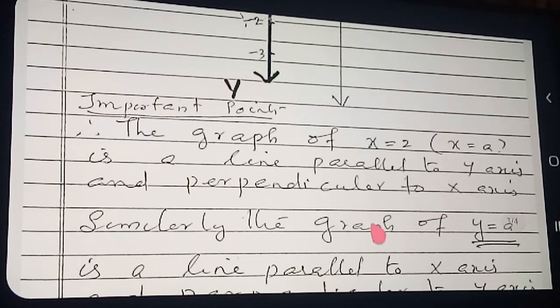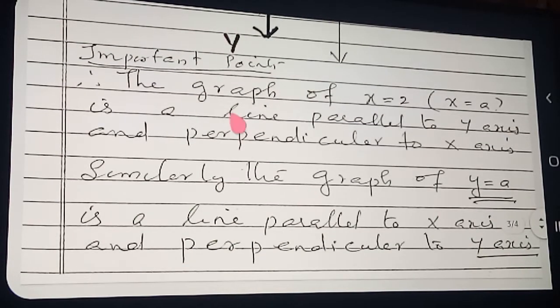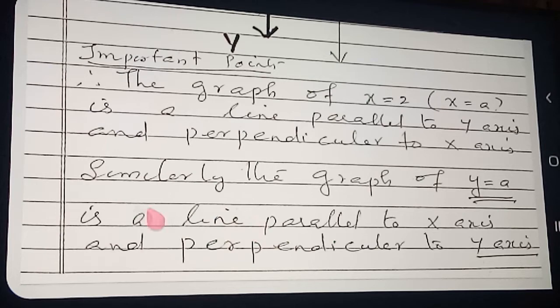So, the next graph I didn't draw. Only the general case I have written here, so that we will explain the graph paper tomorrow. I told you already. So here listen. Similarly, the graph of y is equal to a. Here listen. The graph of x is equal to a.